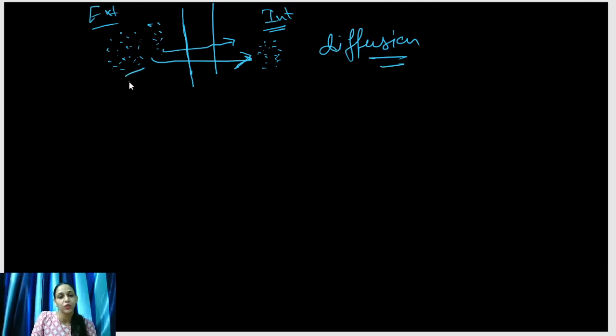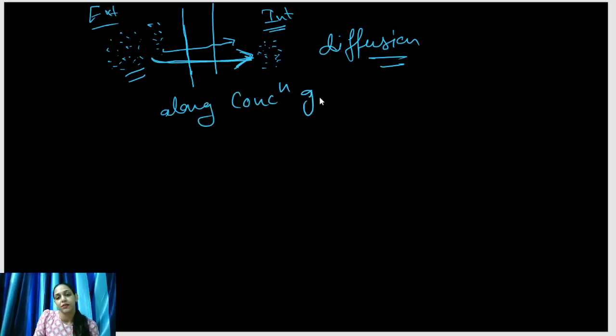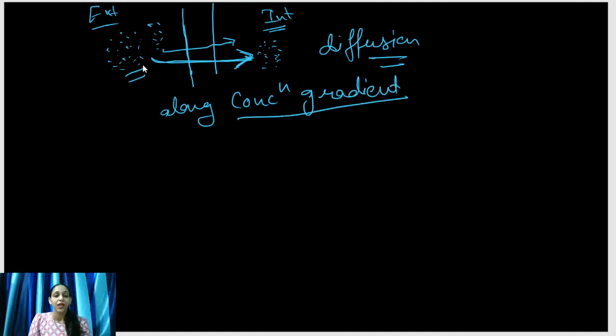When solutes and water molecules are moved across the plasma membrane along the concentration gradient. Understand? What is a concentration gradient? Concentration gradient means, suppose the solute is more here and less here. हमें पता है कोई भी चीज जहां ज्यादा होगी वहां से निकलने की कोशिश करेगी. अब जहां पे ऑलरेडी कम है वहां से वो क्यों आएंगे बाहर? So this is the concentration gradient.